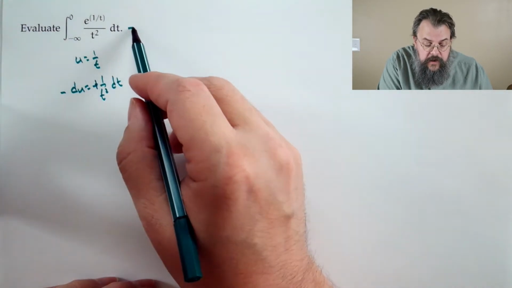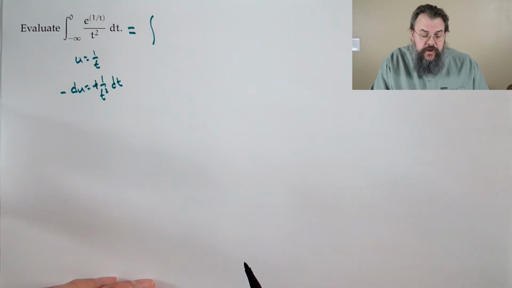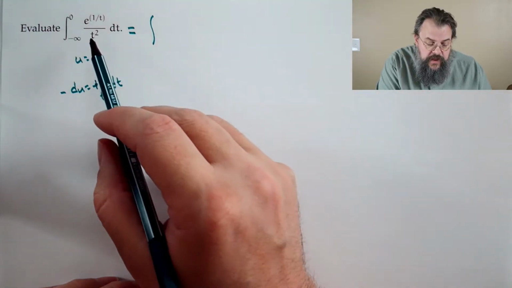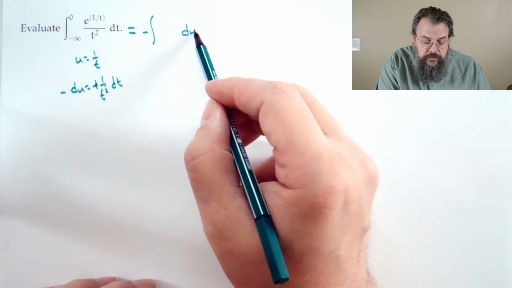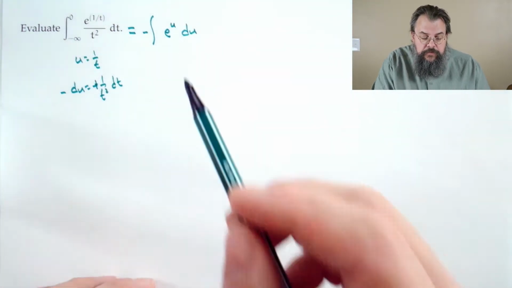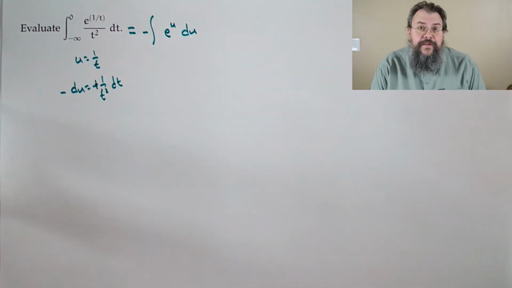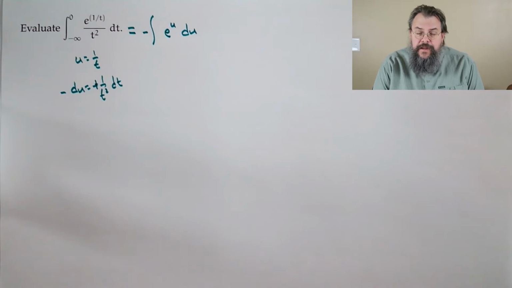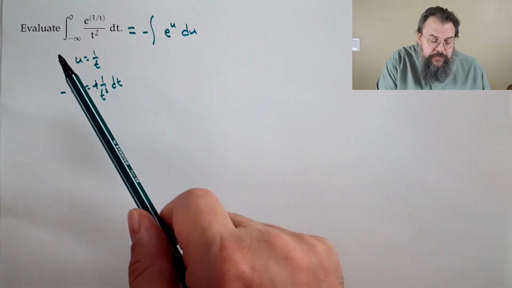All right, now let's think about what's happening. Well, that 1 over t squared dt becomes a minus du, and the e to the 1 over t becomes e to the u. And now we've got to pay attention to the bounds. And this is the part where we've got to be a little bit slow. We don't want to rush into it. Let's talk about our bounds. Let's start with our lower bound.